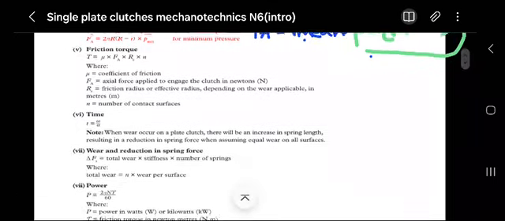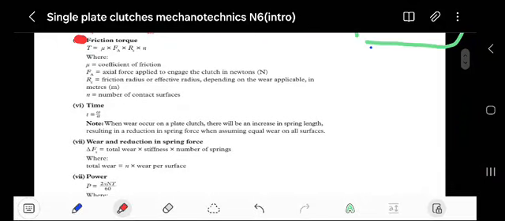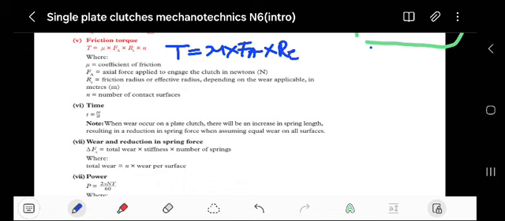The most important thing again here, we say calculate friction torque. Here is the formula. Friction torque, as you can see, you have T, which equals the coefficient of friction multiplied by axial force multiplied by R_e multiplied by n. Good. Now, this R_e depends, as you can see, let me highlight.